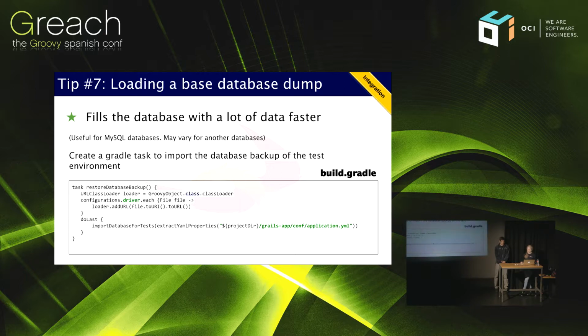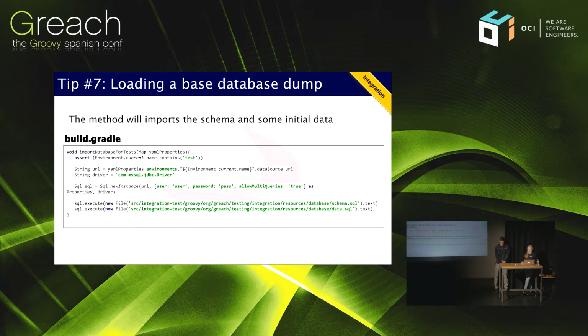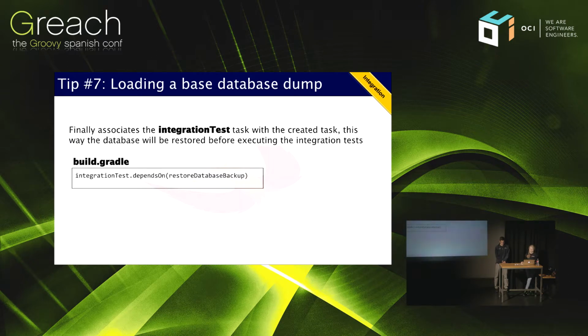First of all, you need to create the Gradle task, where you can invoke a method to import the database properties from your data source definition in your YAML file. And this method, having the database properties, will create a new SQL instance and execute the necessary queries to import the schema and the data from the given SQL files. Finally, you just need to associate the integration task with the previously created task to restore the database using the dependsOn method as seen in the code example.